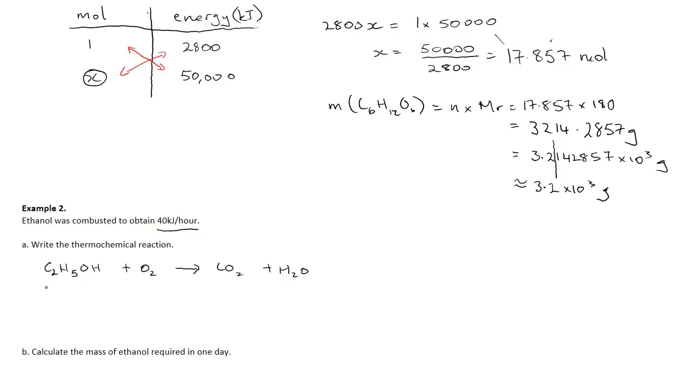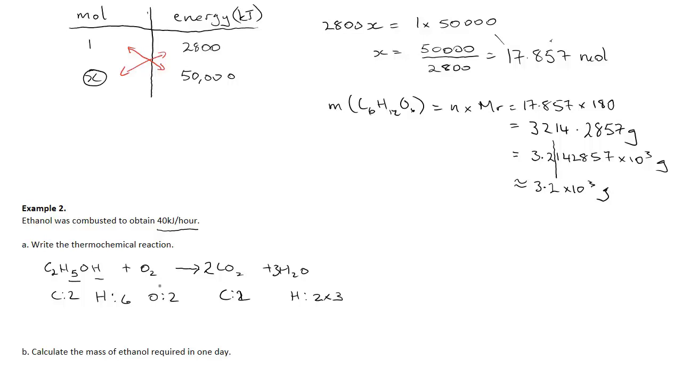Okay, so we start with the carbons. There are 2 carbons on this side, and only 1 carbon on this side. So I'm going to write 2 in front of there, which makes the carbon balance correct. The next one is the hydrogens. I have 5 plus 1 hydrogen there, so 6, and I only have 2 hydrogens on this side, so I need to times it by 3 to get the correct number of hydrogens. And finally my oxygen.